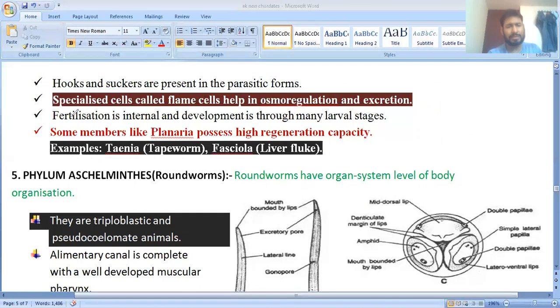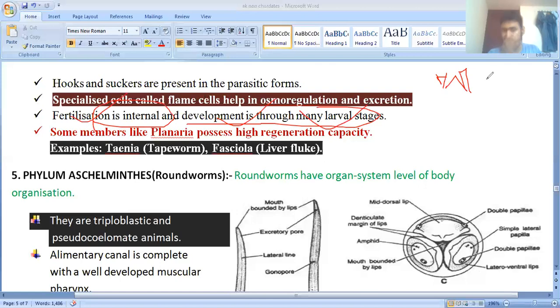Next is again fertilization. Fertilization is internal, and development is through many larval stages. In Fasciola, there are five different larval stages. First is the miracidium, second is the sporocyst, third is the redia, fourth is the cercaria, and fifth is the metacercaria. So development is through many larval stages: five different larval stages are found in Fasciola hepatica.